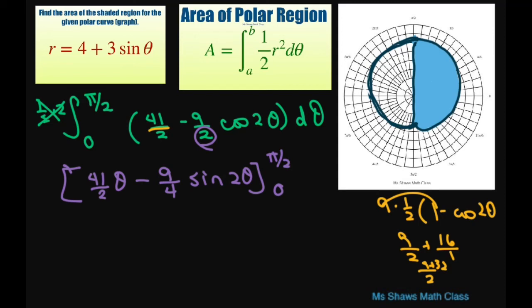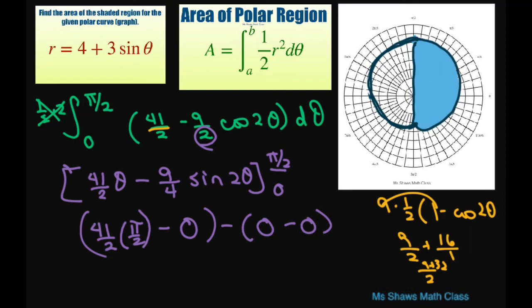And so this is going to give me 41 divided by 2 times pi divided by 2, minus, when you substitute in pi divided by 2 here, you get sine of pi, which is 0. Then we have minus, when you substitute in 0, you get 0 minus 0. So basically we're almost done. This just equals 41 pi divided by 4. And that's your final answer.